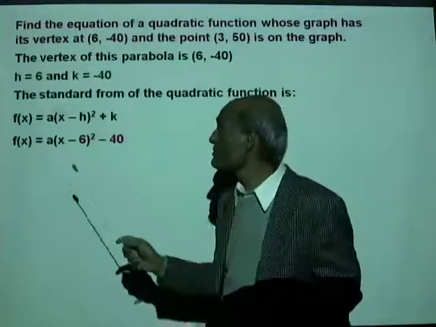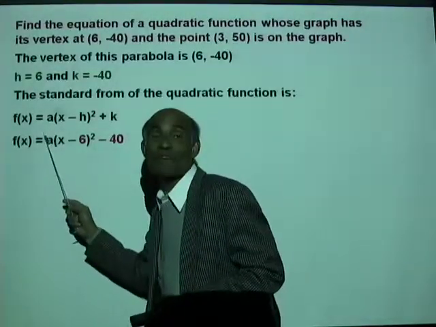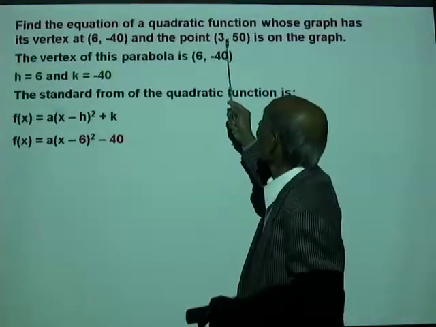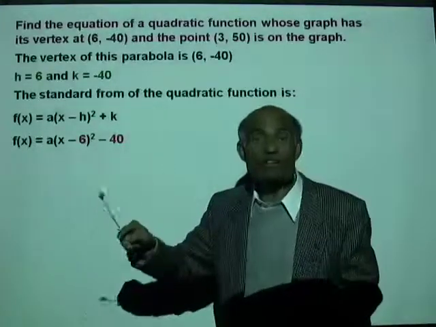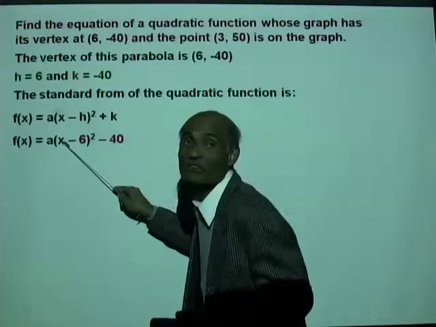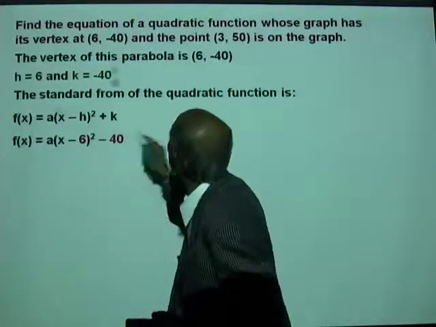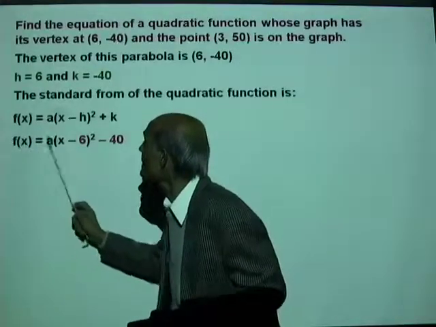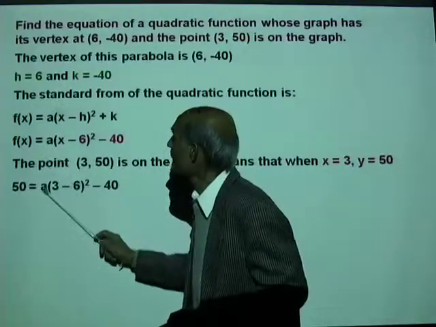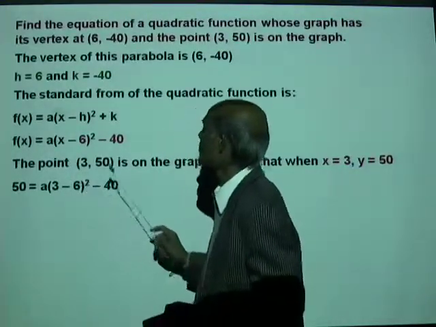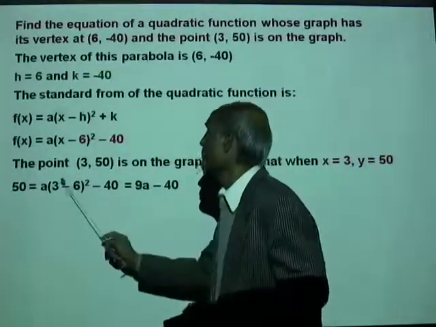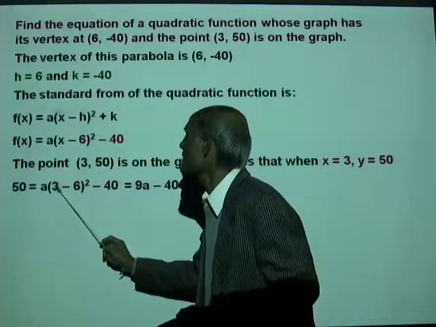What is left for us to do is find the value of a. How? Use the given condition that (3, 50) is a point on the graph of the function, which means when you replace x by 3, the function value will be 50. Just do that: 50 equals a times (3 minus 6) all squared minus 40, and solve for a from there. This will be 3 minus 6, which is negative 3.